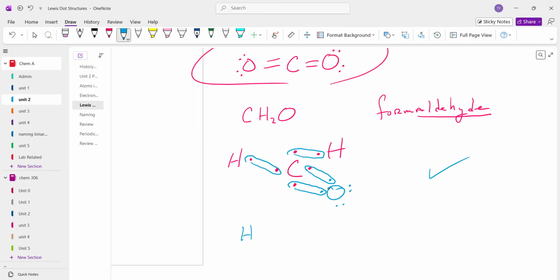Next thing we do is we put lines where the bonds were done. So that's what formaldehyde looks like. It's the simplest aldehyde. In fact, that's the chapter I'm on right now over at City, aldehydes and ketones. Okay. That makes sense? All right.